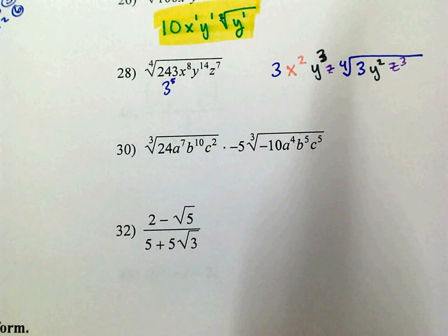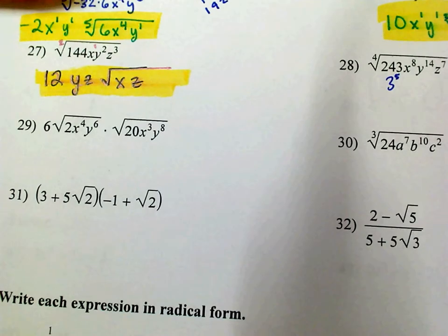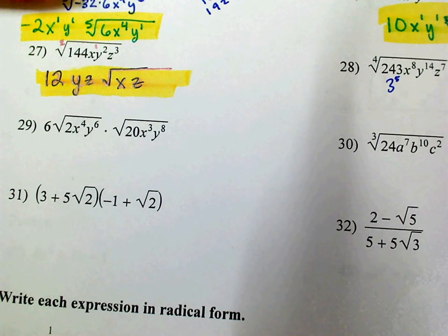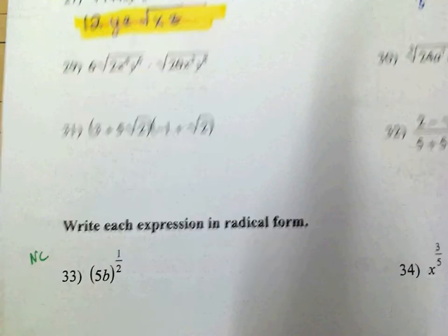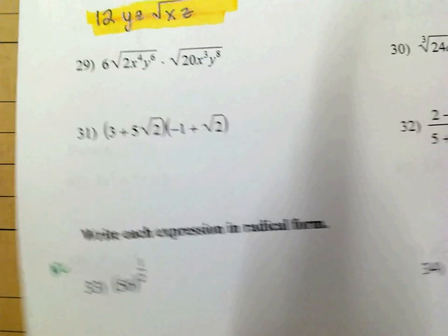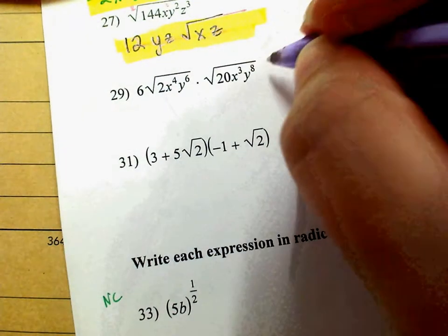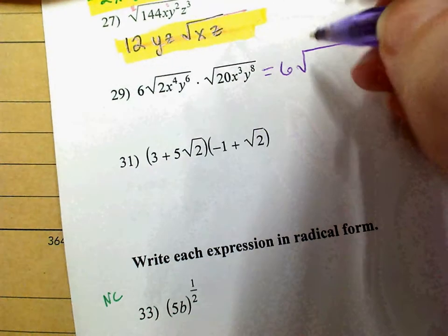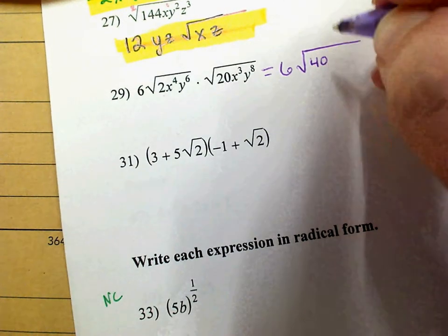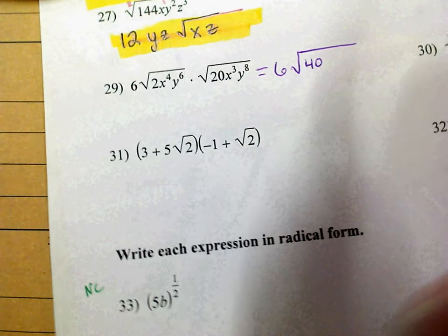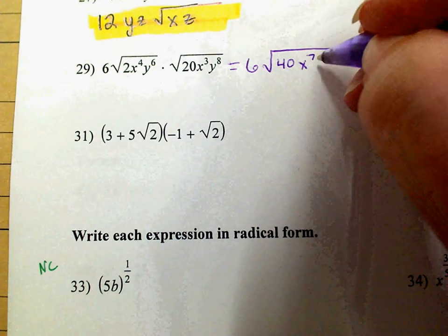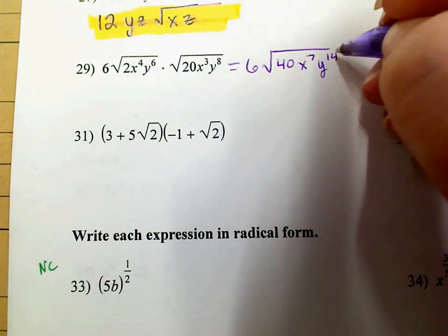Okay. On number 29, we've got to multiply. The only thing on the outside is a 6, so I'll keep that there. And it's the square root. I've got 2 times 20, which is what? 40. I've got x to the 4th times x cubed, that's what? X to the 7th, and y to the 6th times y to the 8th? Y to the 14th. So then I just need to simplify.